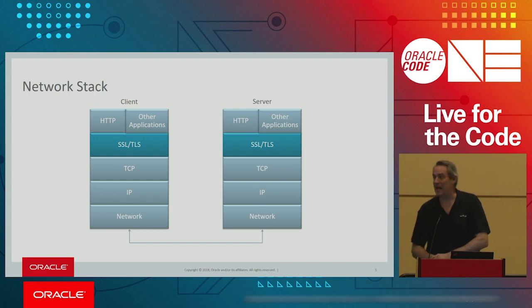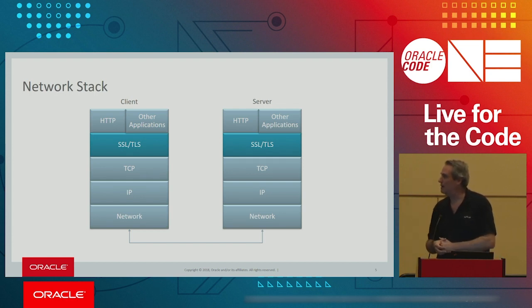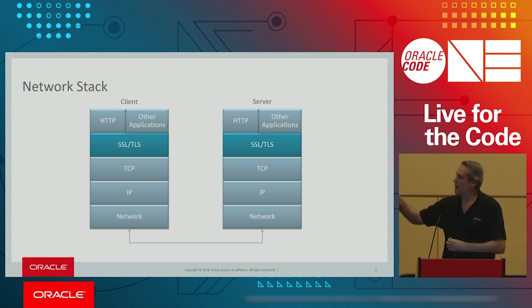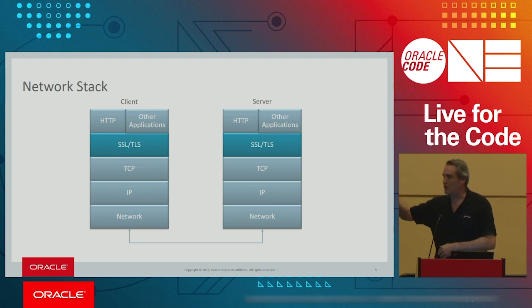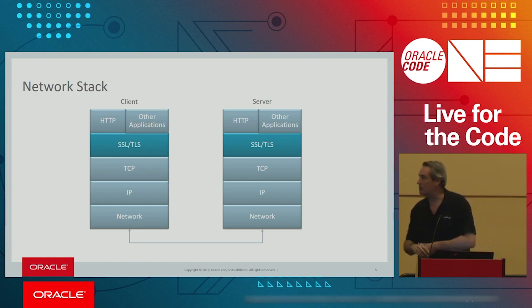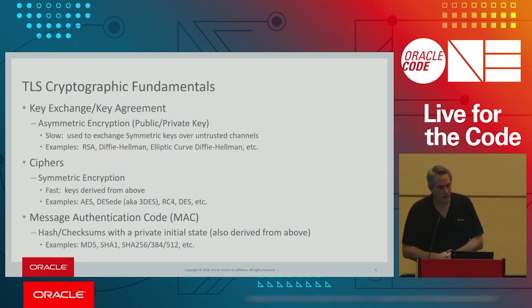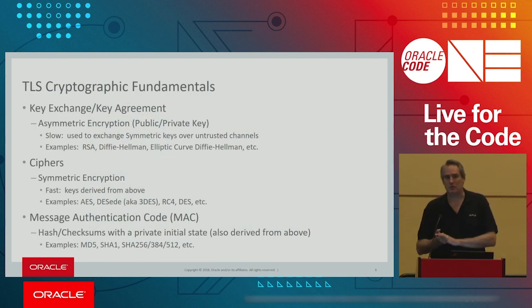So where does this fall in the network stack? Well, it's pretty straightforward if you're familiar with the old network diagrams. We've got the network layer, above that's the IP layer, above that's the TCP layer. So SSL and TLS require a connection state-oriented transport protocol, and so that's where that fits on top of there. And then clients like HTTP or other applications can use those in order to send their information to and from the server or client.